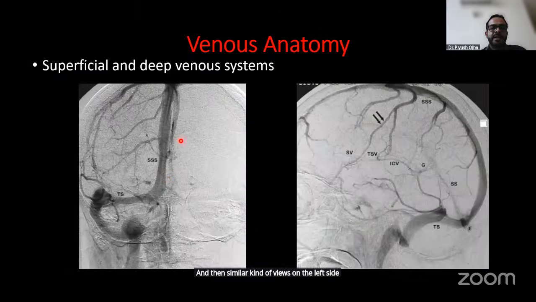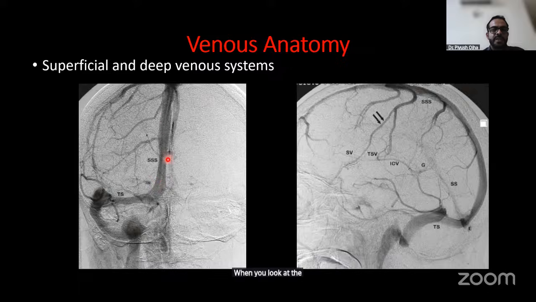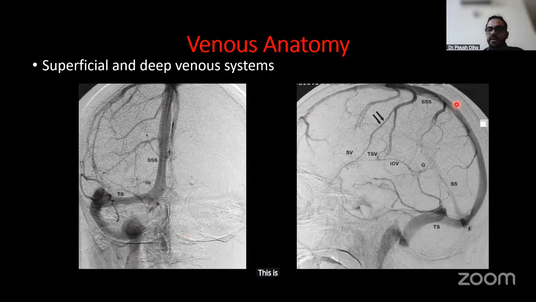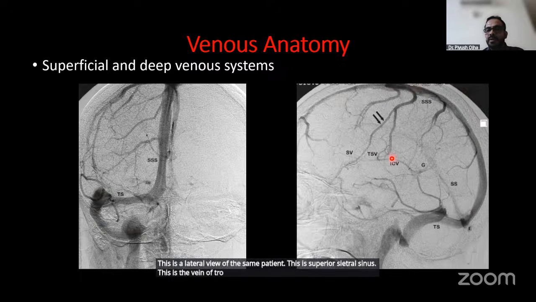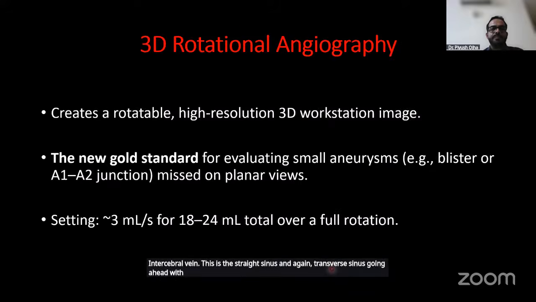When you look at the venous anatomy, this is the AP view. When you look at the late part of your cerebral angiogram, the venous part, in the AP view, this is the superior sagittal sinus, followed by the transverse sinus, extending into the internal jugular vein. This is the lateral view of the same patient. This is the superior sagittal sinus. This is the vein of Trolard, the internal cerebral vein. This is the straight sinus, and again, the transverse sinus going ahead with the internal jugular vein.